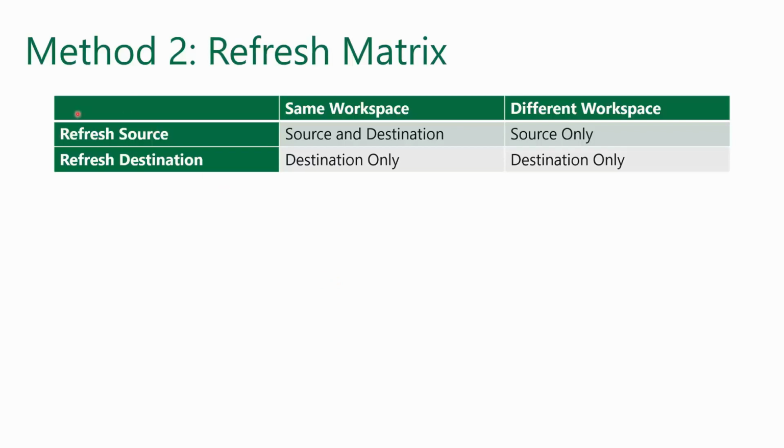So if you refresh the source data flow, and both source and destination data flows are in the same workspace, when you refresh the data flow that is the source, both of them will be refreshed. So you refresh the source and automatically the destination will be refreshed at the end of the source refresh. If they are in different workspaces in Power BI, the refresh of the source will be only the refresh of the source. So this is interesting and important when you have to understand exactly what will be fired when you refresh a data flow in your ETL pipelines.